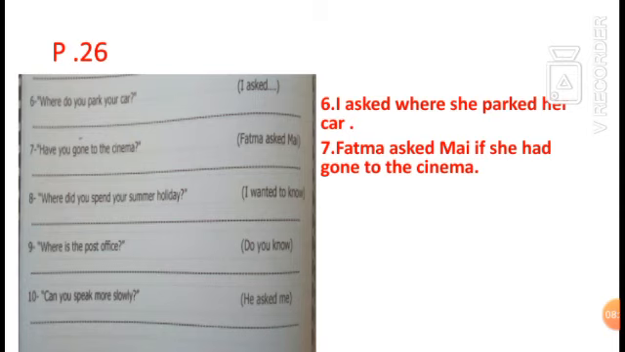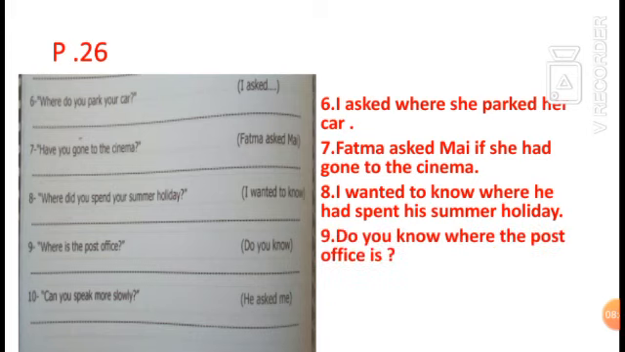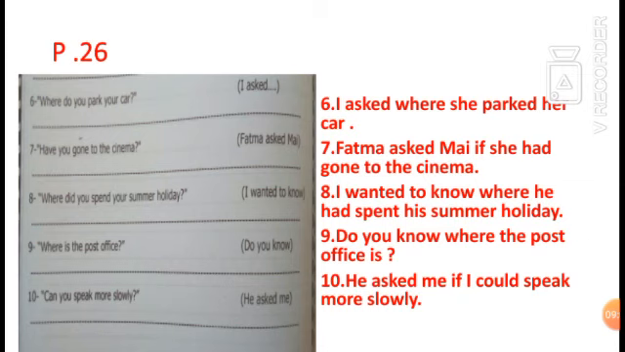Number 8, where did you spend your summer holiday? I wanted to know. I wanted to know where he had spent his summer holiday. Number 9, where is the post office? Do you know? Do you know where the post office is? Number 10, can you speak more slowly? He asked me. He asked me if I could speak more slowly. Pay attention, here we have can. We change it into could, plus infinitive of course. He asked me if I could speak more slowly.